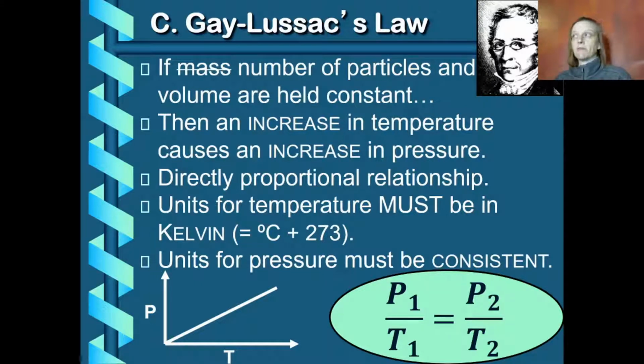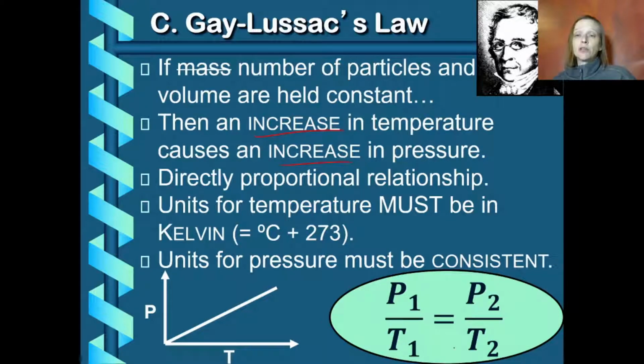You might think about something like a popcorn kernel. A popcorn kernel tries not to change its volume, but then you heat it up in a popcorn popper and it explodes. That's an example of increasing temperature causing an increase in pressure, which can eventually, if the container fails, cause an explosion. When one variable increases, the other variable increases. So this is an example of a directly proportional relationship.